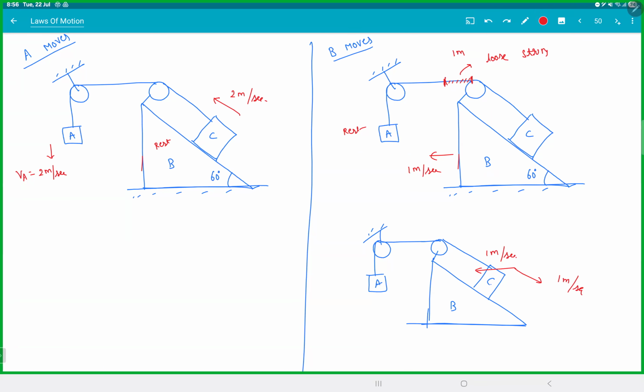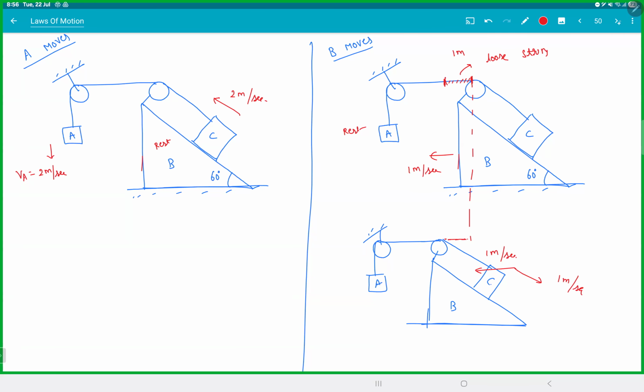Look, the pulley was here, it went forward. So all that loose string must go somewhere. The only one who can take it is C because A is at rest. Like I said, when A moves, B won't move. When B moves, A doesn't move. Is this clear?